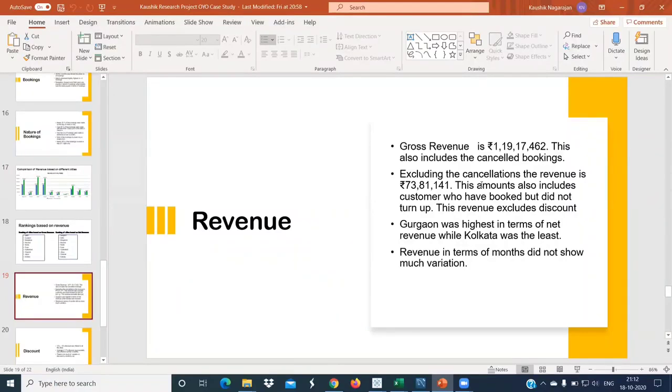So the gross revenue includes the cancellations, whereas the net revenue includes the bookings which people made and did not turn up. Gross revenue also includes the no-show bookings, while net revenue includes the people who have turned up and the no-show bookings, but it does not include the bookings which were cancelled. Gurgaon was highest in terms of net revenue, while Calcutta was the least. Revenue in terms of months did not show much variation, which is why I have not presented revenue in terms of months in the form of a bar graph.